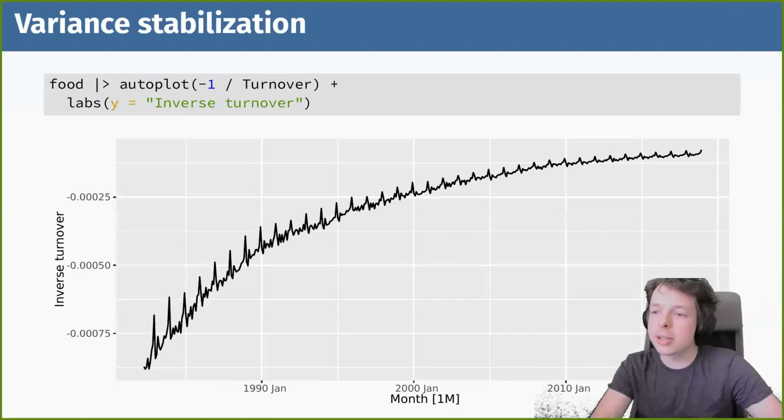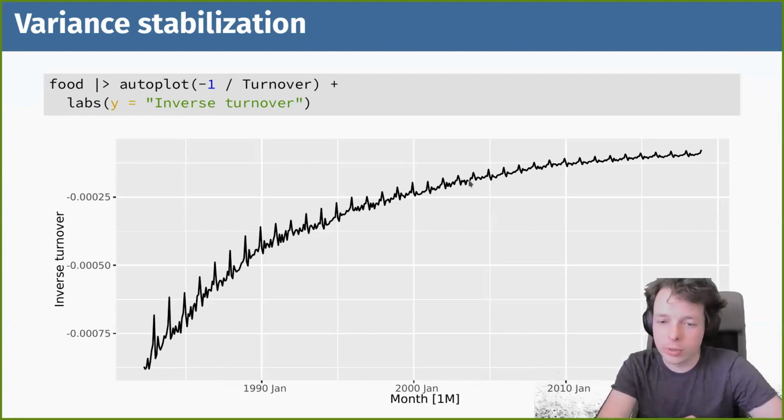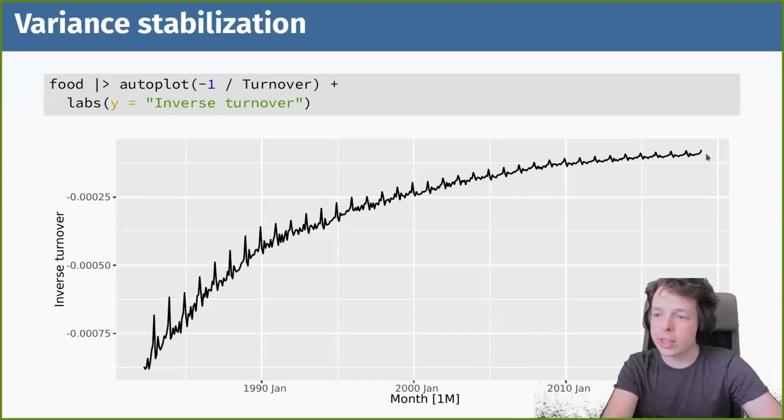And in fact, we can go even further than a log transformation. If I use an inverse transformation, you see I've got 1 divided by turnover now. I've just put a minus sign so it's going in the same direction. If I do an inverse transformation, you can see I've got the opposite problem now. When turnover, or inverse turnover, is low, I have very large seasonal fluctuations. Whereas when inverse turnover is larger, I now have really small fluctuations. So we need to find some balance here.